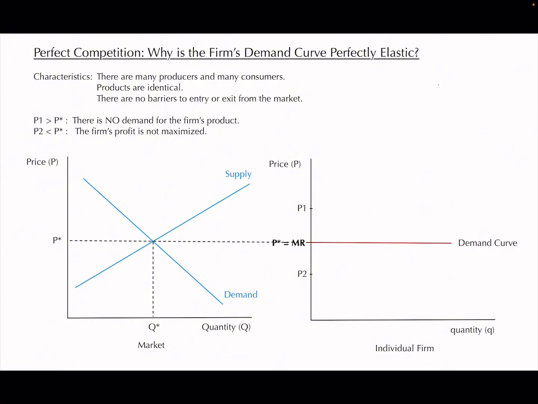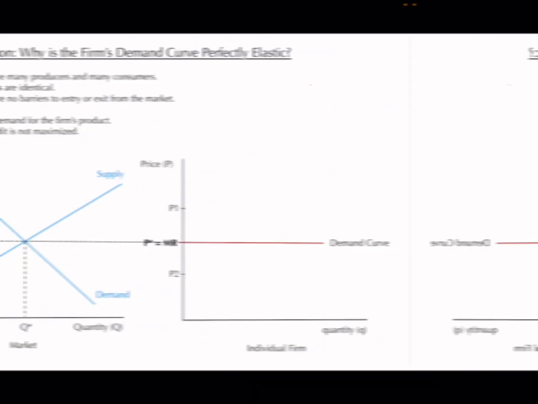Since these firms should not sell their product for any price higher or lower than the equilibrium price without losing all their customers or maximizing profit, then the demand curve for a single firm in perfect competition is perfectly elastic, or a straight horizontal line.